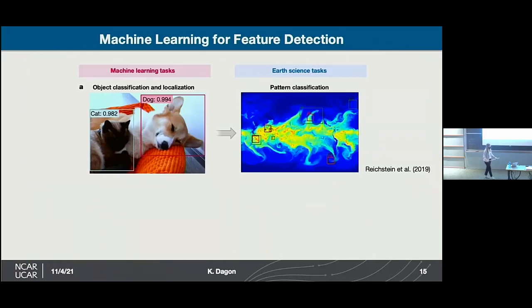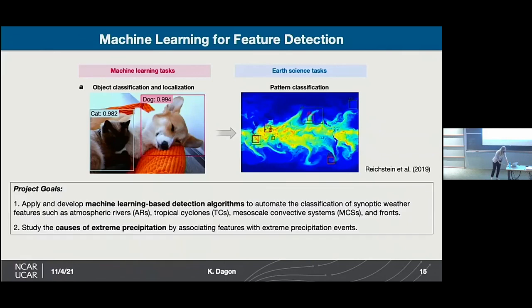Some of you may have seen this paper from Markus Reichstein et al., but I like this diagram of how different machine learning tasks could be applied to earth science. We're thinking about a pattern classification or feature detection task here. Our goal is to both apply and develop different machine learning based detection algorithms to automate the classification of some of these different event types. I'll talk a little bit today about atmospheric rivers and tropical cyclones.